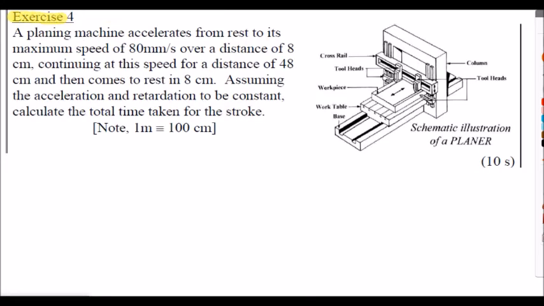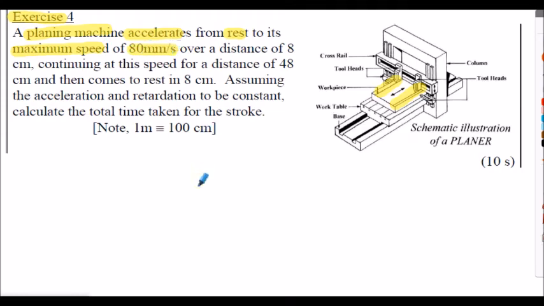Exercise 4 relates to what's termed a planing machine diagrammatic sketch shown here, and that's where a tool gouges out material from a component. So the context of this question relates to the movement of the tool on the planing machine. So a planing machine accelerates from rest to a maximum speed of 80 millimeters per second.